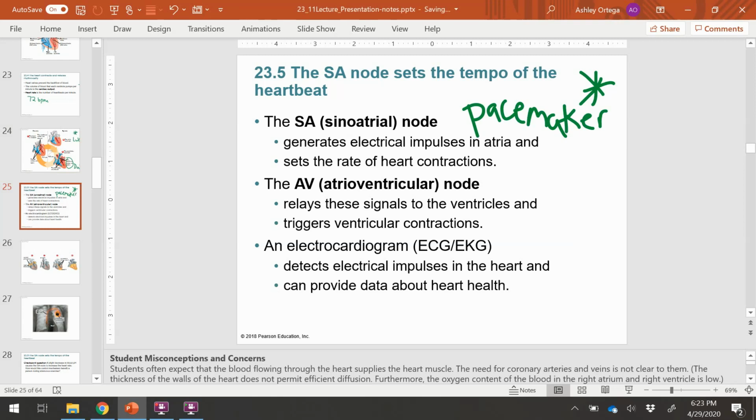Another node we'll see in this next image is the AV node, which stands for atrioventricular. And if you were to guess that it would be along that atrioventricular region or by that valve, you would be correct. This is going to relay signals to the ventricles and trigger ventricular contractions. And the impulses can be read on an electrocardiogram, or EKG or ECG for short. This detects electrical impulses in the heart and can provide data about heart health.